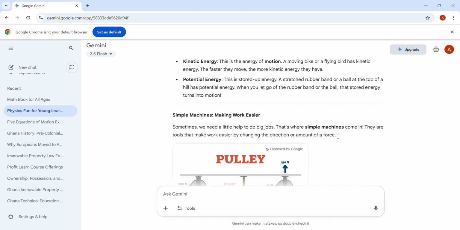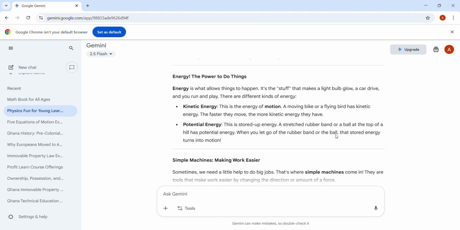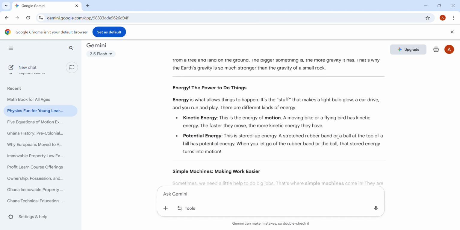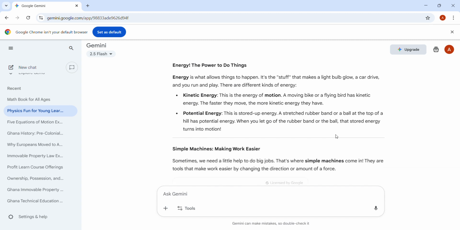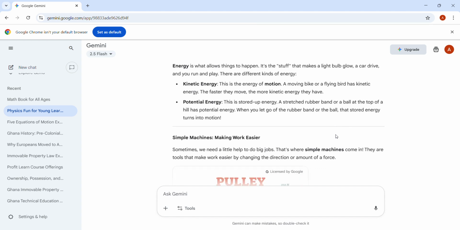So kinetic energy. We will look at energy, that's the power to do things. Energy allows things to happen. So we have kinetic energy, that is energy of motion, and potential energy, that is stored-up energy by virtue of your position or the reference positions of the molecules.